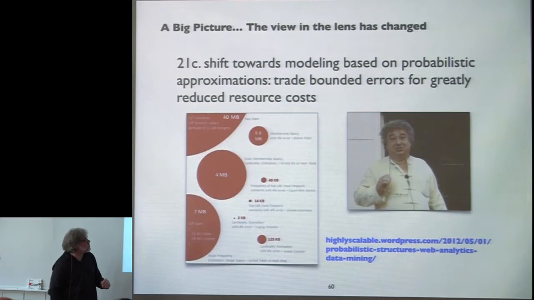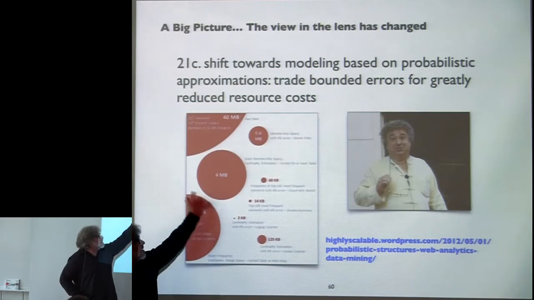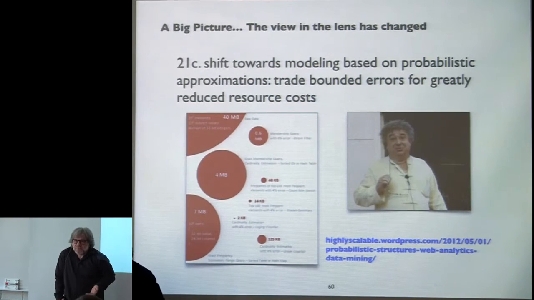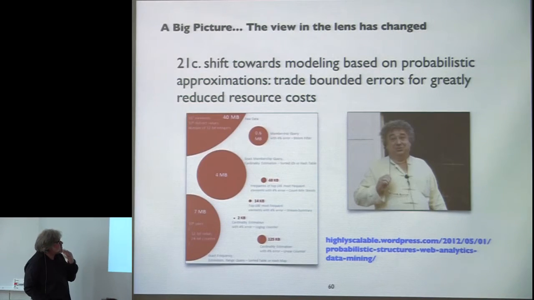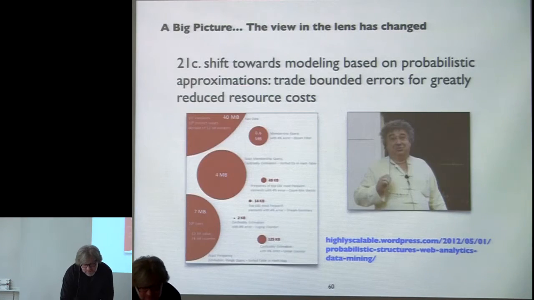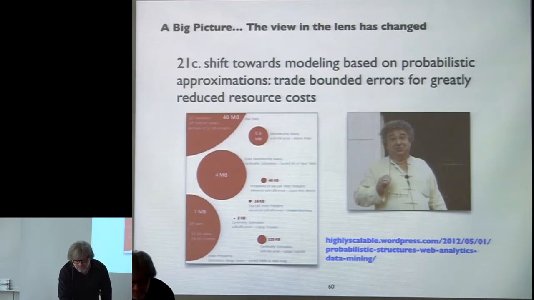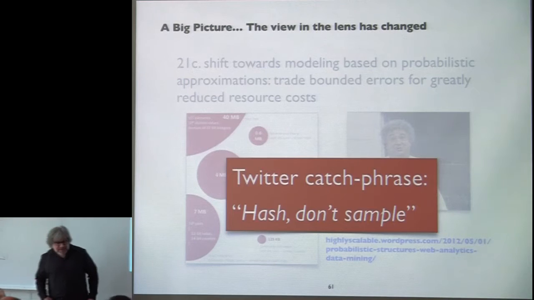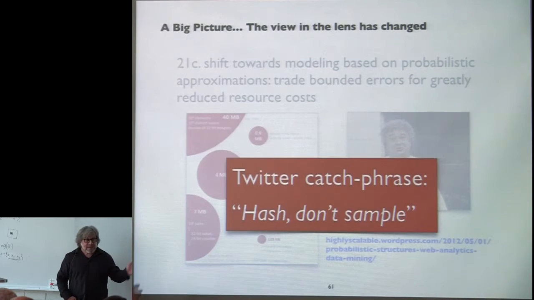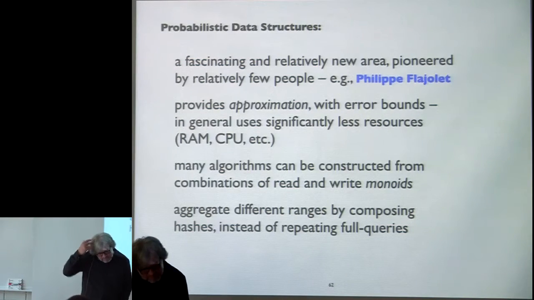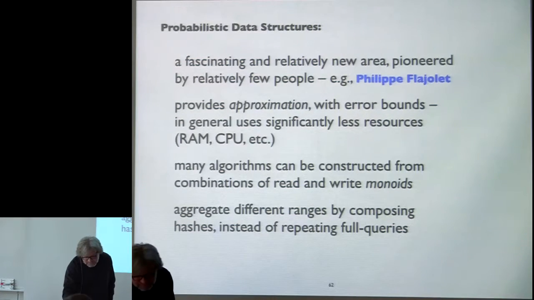So here's a nice tool to be able to, number one, cut down the resources required, and number two, we're going to approximate anyway for most of the big data stuff. And number three, we can get rid of the batch windows. So anyway, I highly recommend, I've got listings there for Ilya Katsov and others talking about this. At Twitter, there's a catchphrase. They say, hash, don't sample. And this is how they build architectures. And so, again, this is about using approximation.